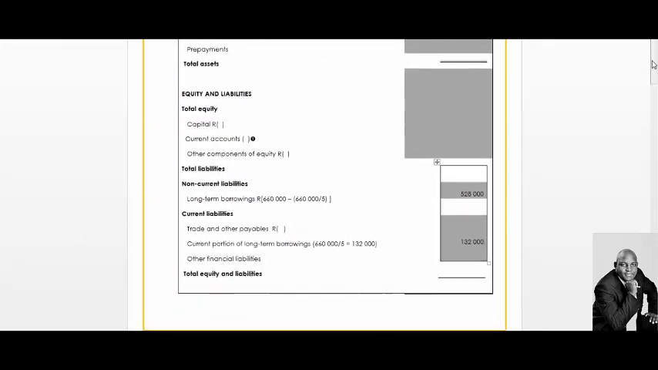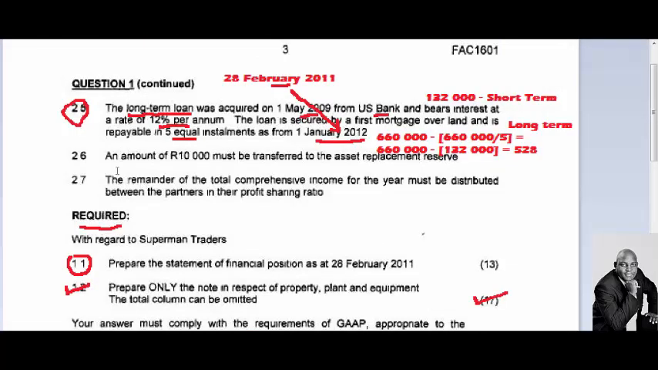That works out nicely. And then the next part is 2.6: an amount of 10,000 must be transferred to the asset replacement reserve. For us to be able to properly do that, we need to first calculate the comprehensive income.